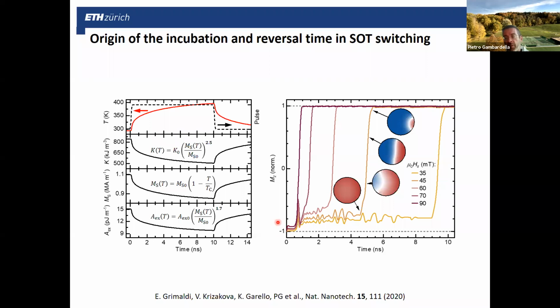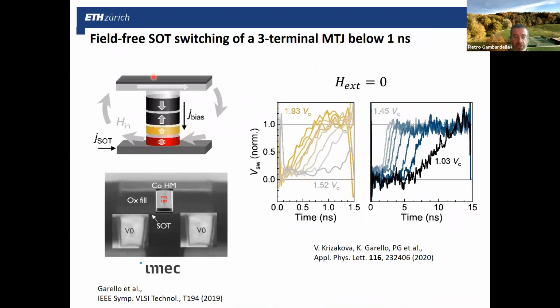And so the stronger the current pulse, the stronger the torque, but also the stronger the heating in the system, and the faster the switching is. So there is this interesting interplay between all these different effects that are current-induced, but also heat-induced in such a three-terminal magnetic tunnel junction.